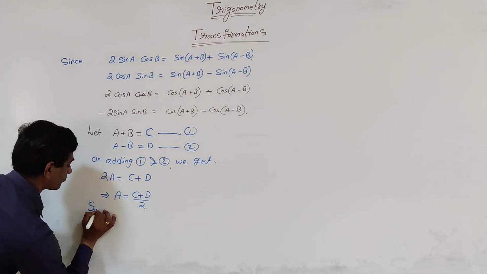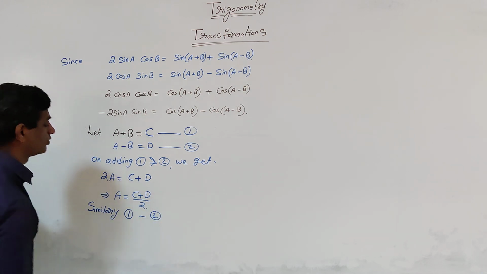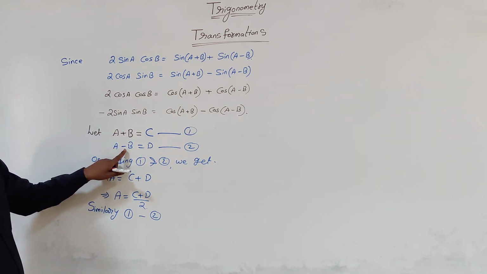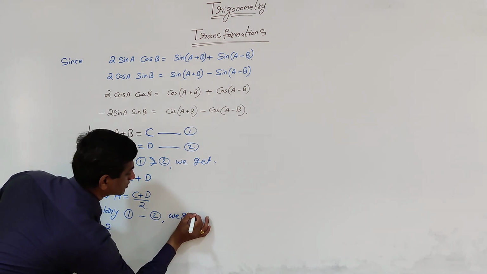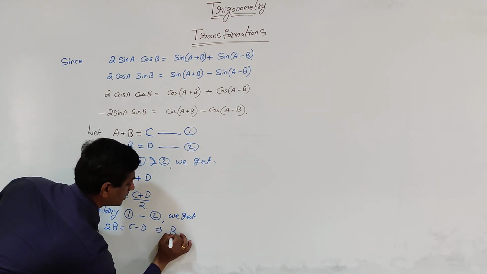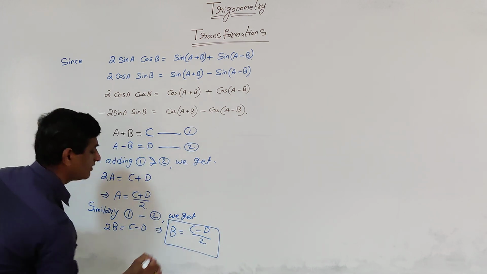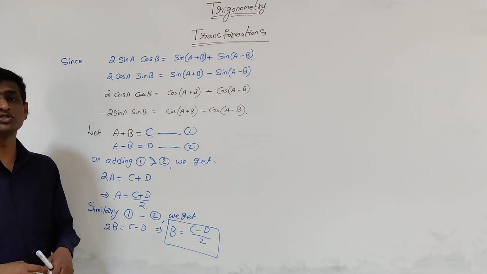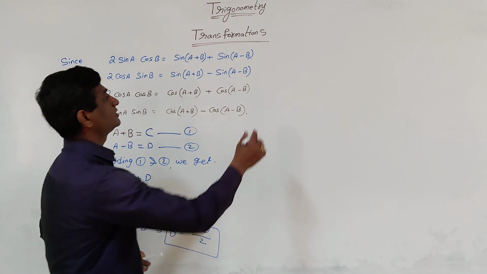Similarly, 1 minus 2: A gets cancelled, B minus of minus B gives 2B is equal to C minus D. Implies B is equal to C minus D by 2. Means wherever A is there, we can replace it with C plus D by 2, and wherever B is there, we can replace it with C minus D by 2. Now replace A and B in this equation. What happens?